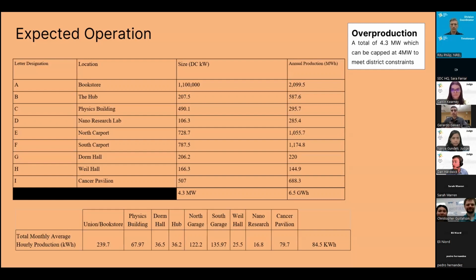From our expected operations and energy production, we have a 4.3 megawatt system. To meet the 4 megawatts, we can cap the inverters so we do not overproduce. For our annual production, we are looking at 6.5 gigawatt-hours of energy, and a total monthly average hourly production is 84.5 kilowatts. And that is it for me. We'll be moving on to Pedro.